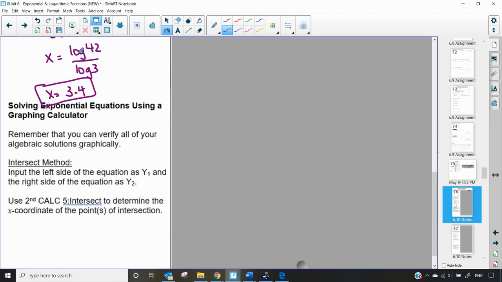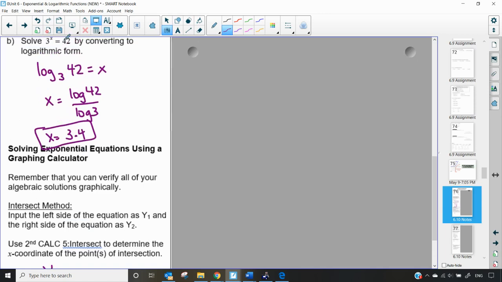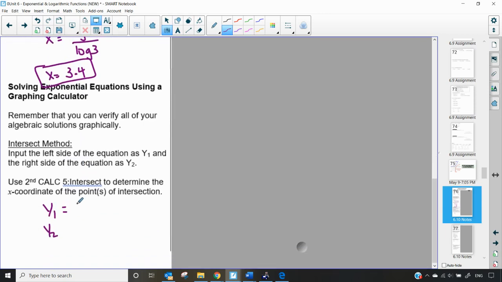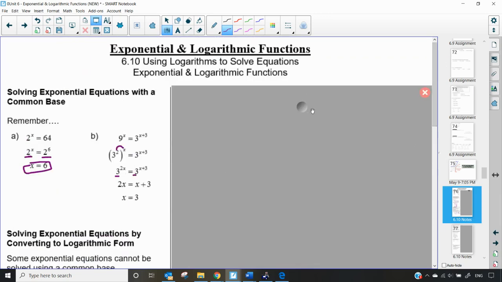Now, we also looked at how to solve exponential equations using a graphing calculator when we did some of the word problems at the start of the unit. In order to solve an exponential equation, we can put our equations in as y1 and y2. For example, if I wanted to solve 3 to the x equals 42, I could put y equals 3 to the x as y1, and I could put y2 as 42. If we intersect those, we have y equals 3 to the x and y equals 42, and those would intersect at 3.4, comma 42. All right, so let's do some practice with these equations first.